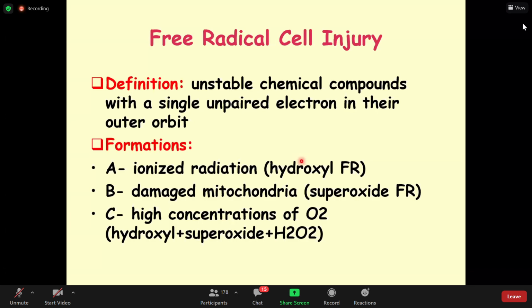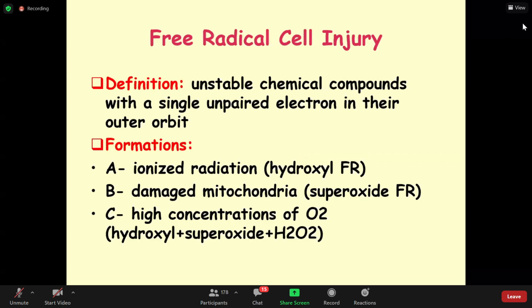One way for it to be formed is through ionized radiation. That could happen intentionally in the form of a radiation treatment. The patient has a tumor, and you put the radiation beam on that tumor. The tissue surrounding the tumor is going to receive this radiation beam, and it's going to split water. The radiation beam will split water in those cells in and around the tumor, resulting in the formation of the hydroxyl free radicals.